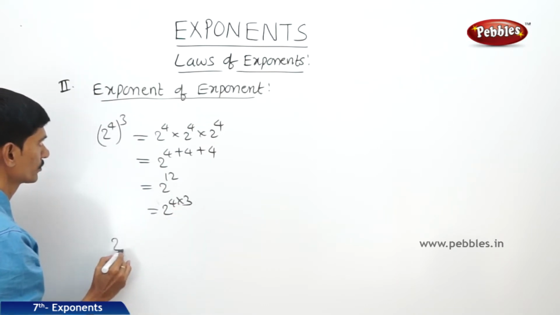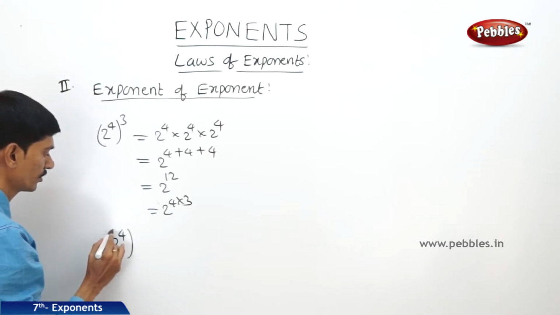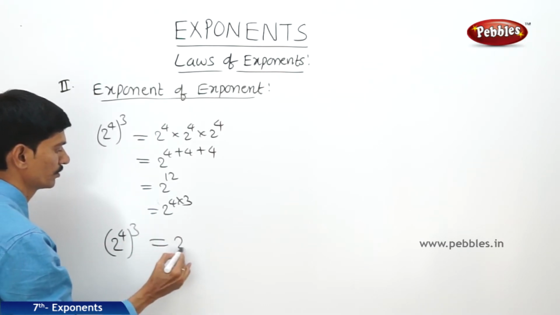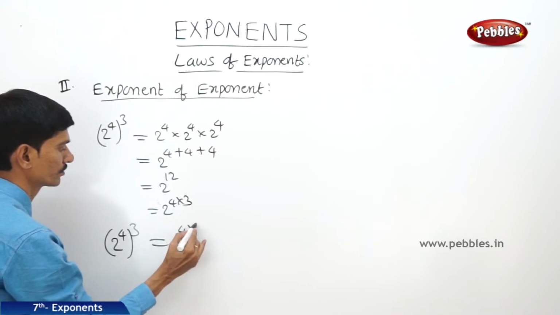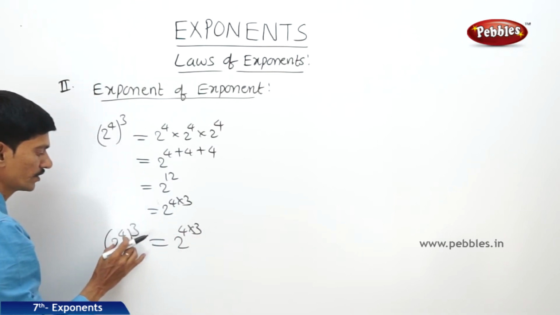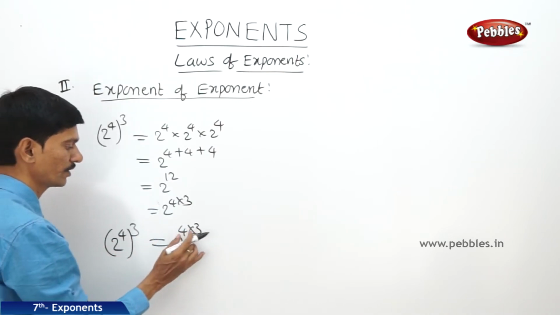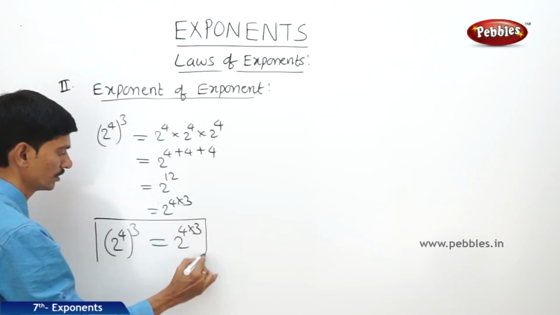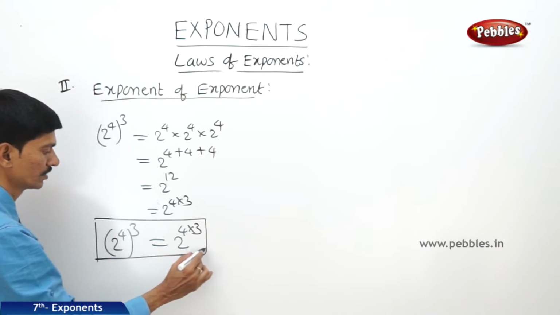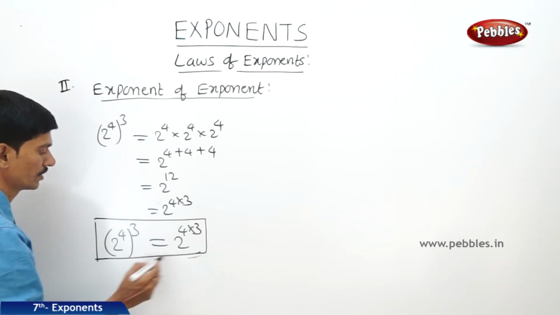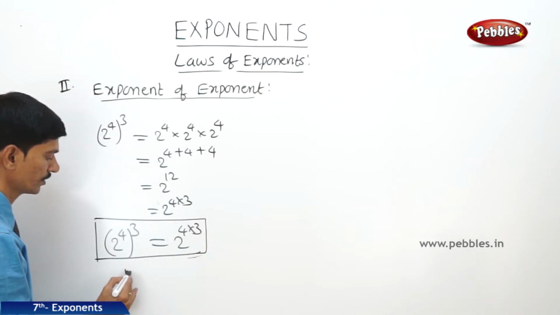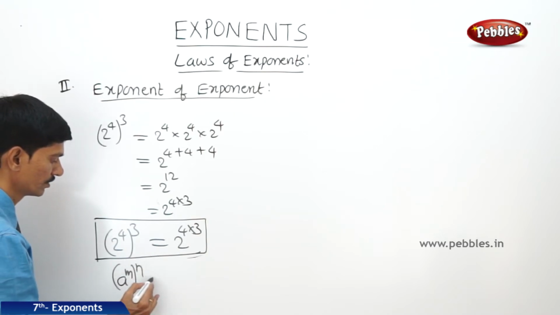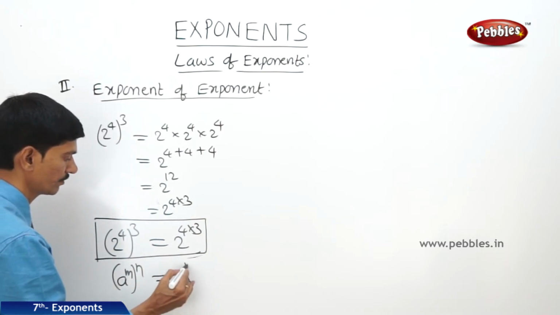So we can write 2 to the power of 4 whole to the power of 3 equals 2 to the power of 4 into 3. So when the exponent of the exponent is given, then we multiply both the exponents with the same base. If we generalize this formula in terms of a, m and n, we write a to the power of m whole to the power of n equals a to the power of mn.